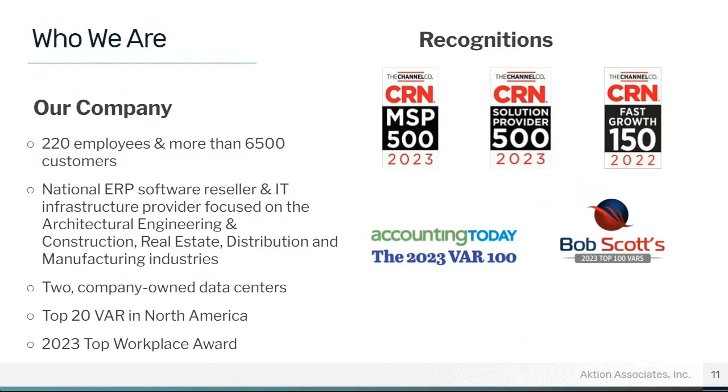So who are we at Aktion? We have over 220 employees servicing over 6,500 customers. We're a national ERP software reseller, IT infrastructure provider focused on the architectural engineering and construction, real estate, distribution, and manufacturing industries. Two company-owned data centers, top 20 VAR in North America, and a 2023 Top Workplace Award. You can also see some of the other recognitions we've received in the past couple of years.